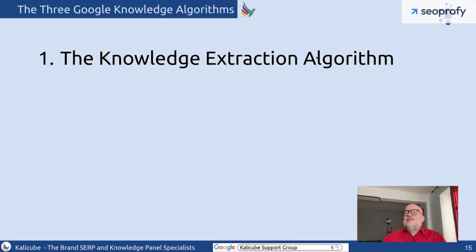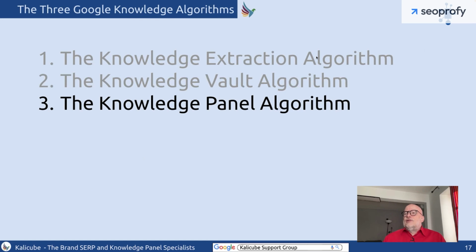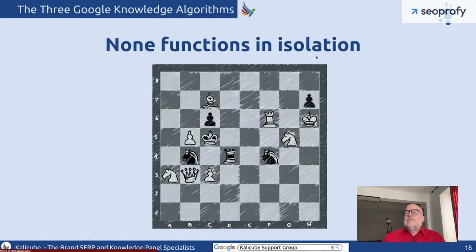Now, number one is the knowledge extraction algorithm. Number two is the knowledge vault algorithm. And number three is the knowledge panel algorithm. And it's really important to remember that none of them function in isolation.